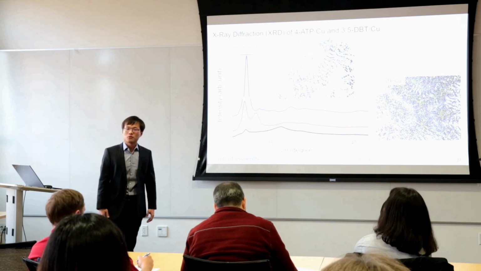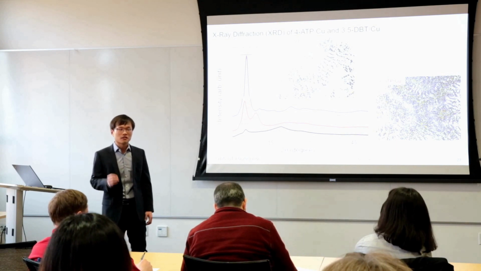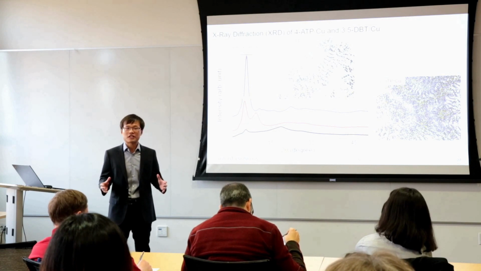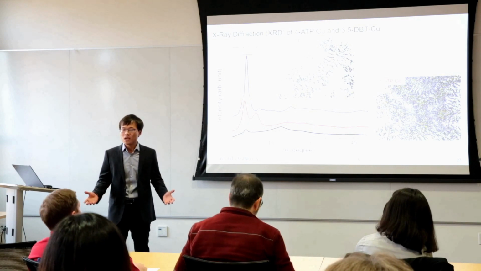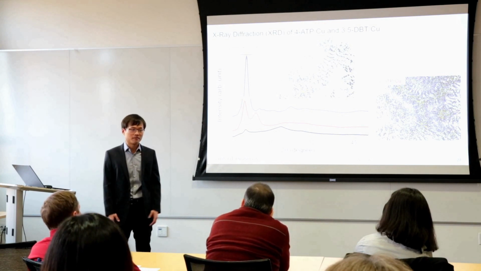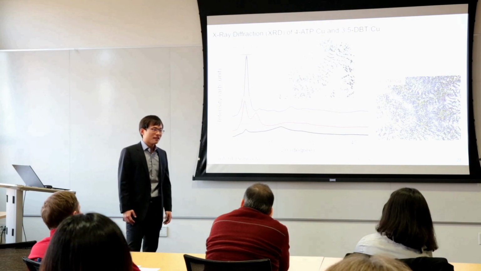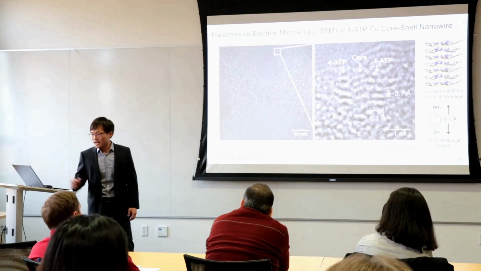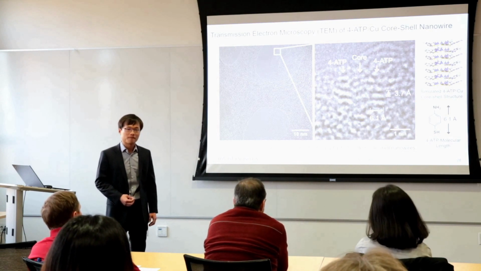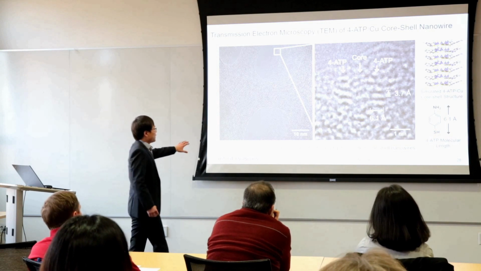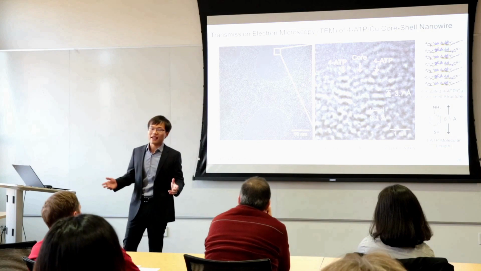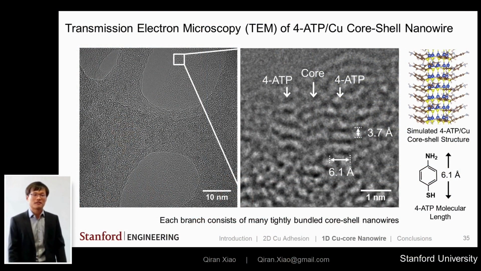And at this point, what we really want is a glimpse into the atomic structure of our nanowires using some type of experimental technique. And what's a better way to do this other than the use of a transmission electron microscope? So we collected TEM images of the 4-ATP copper core-shell nanowire. What we see is the identical branching-out feature, as we had observed from XRD and MD simulation for this 4-ATP copper nanowire from earlier.